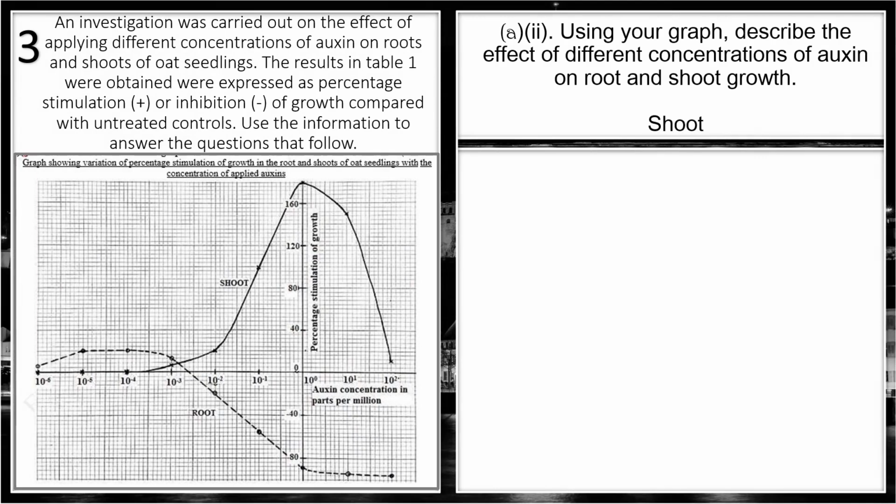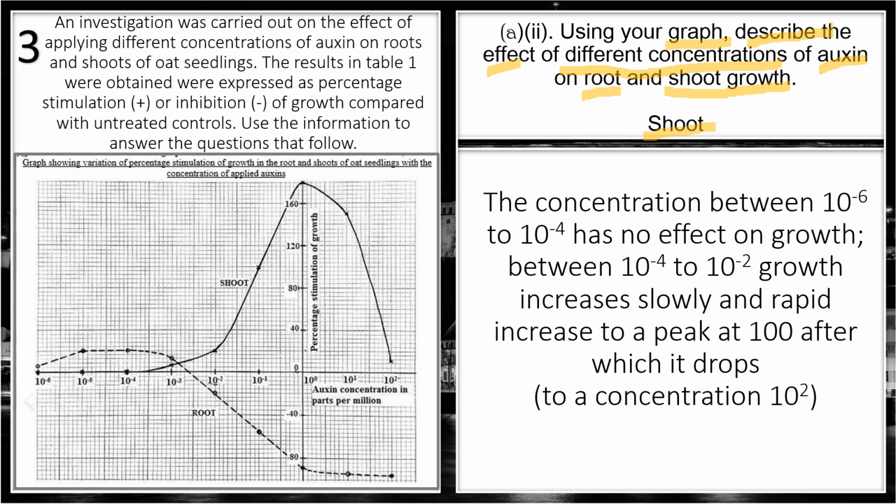Part A, Roman number 2. Using the graph, describe the effect of different concentrations of auxin on the root and the shoot growth. We shall start with the shoot. The concentration between 10 to power -6 to 10 to power -4 has no effect on the growth.